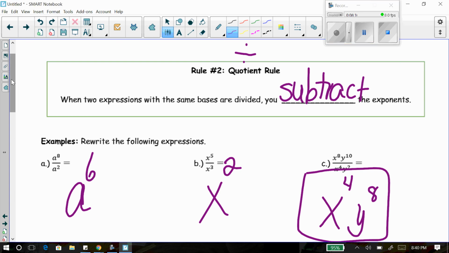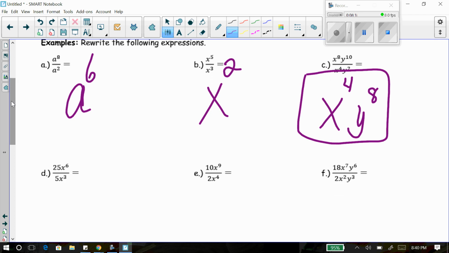All right, let's scroll down here. Oh, so I put another step into this. Again, bases are the x's here. The numbers are divided like normal. They're just numbers. 25 divided by 5 is 5. X to the 6 minus 3 is 3.